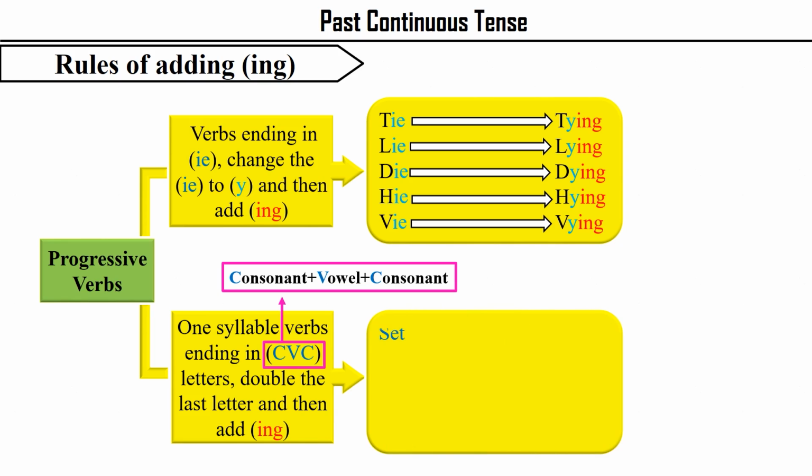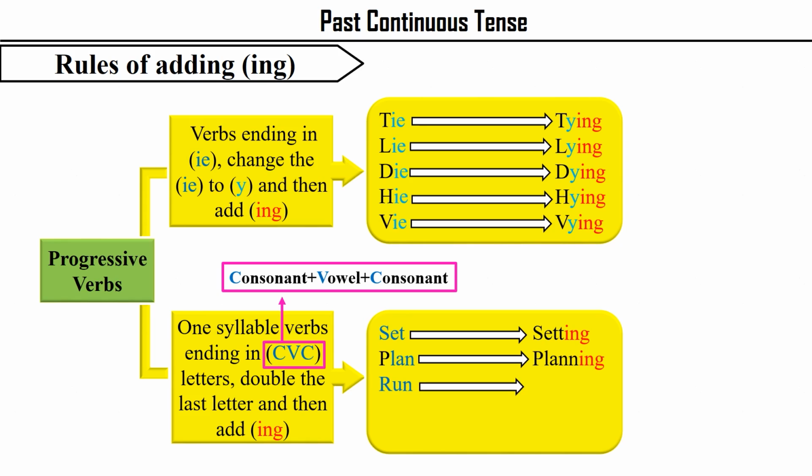For example, set becomes setting. S is a consonant, E is a vowel, and T is a consonant. Set becomes setting. Plan becomes planning. Run becomes running. Cut becomes cutting. Hit becomes hitting, etc. Let's move on.